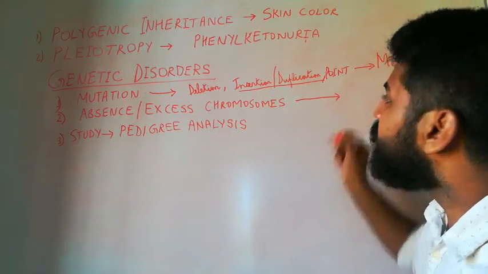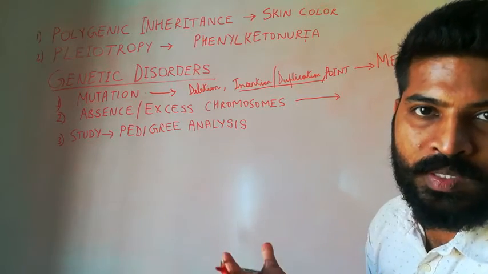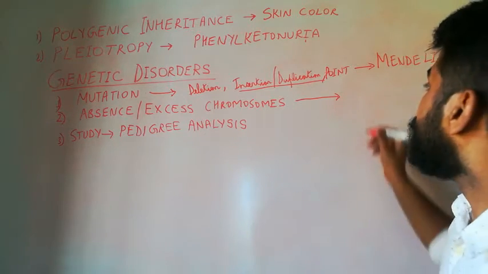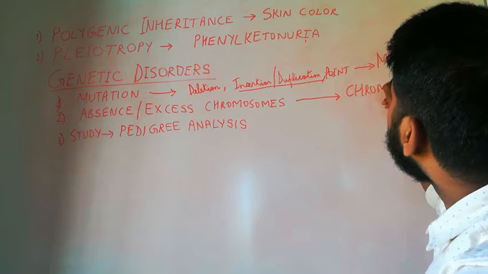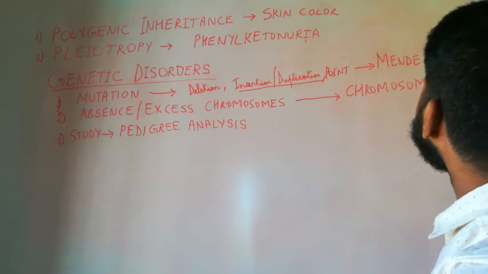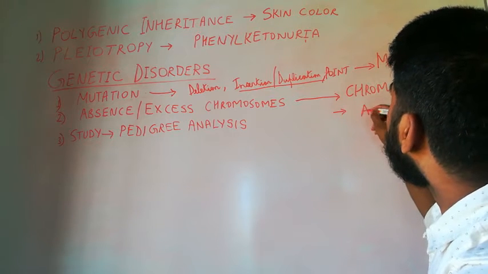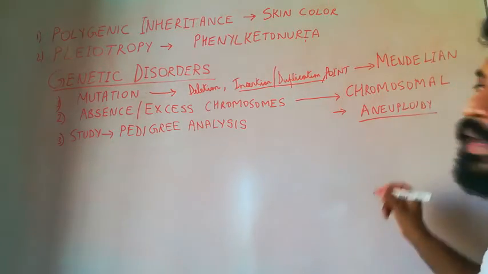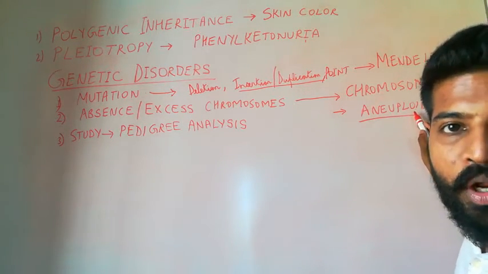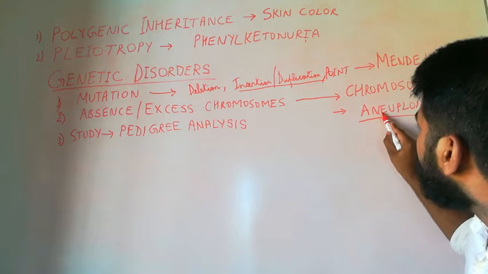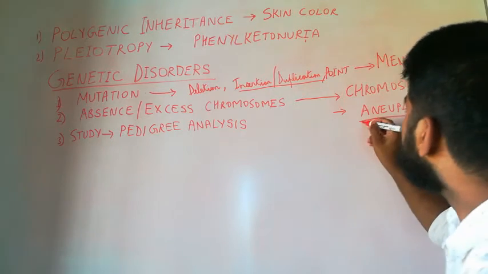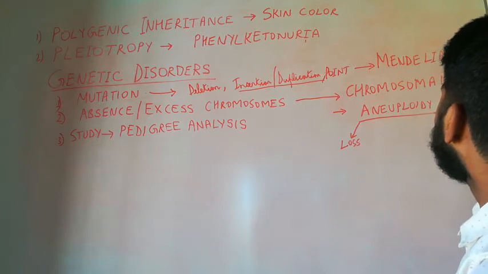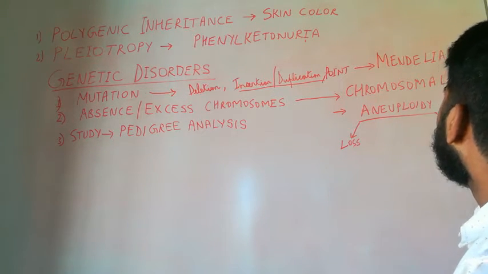The second type is disorders that result from unequal distribution of chromosomes. One cell will have an extra set of chromosomes, another cell may have a lesser number of chromosomes. Such disorders are called chromosomal disorders. This is due to what is called aneuploidy. Ploidy refers to the number of chromosomes in a cell. So this could be due to loss of chromosomes or due to gain of chromosomes.